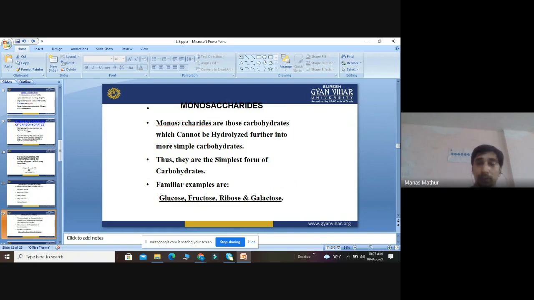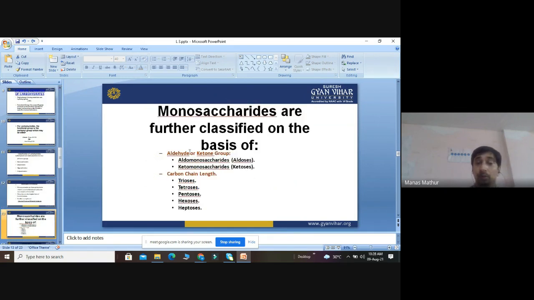So these are the simplest units of carbohydrates. They cannot be further broken into simpler ones, so they are categorized as the simplest form of carbohydrates. So that was about monosaccharides. Then further, we can divide monosaccharides on the basis of their functional groups. As I told you, carbohydrates contain two types of functional groups, aldehyde and ketone. So based on the functional group, they are again classified into two types, aldehyde or ketone.